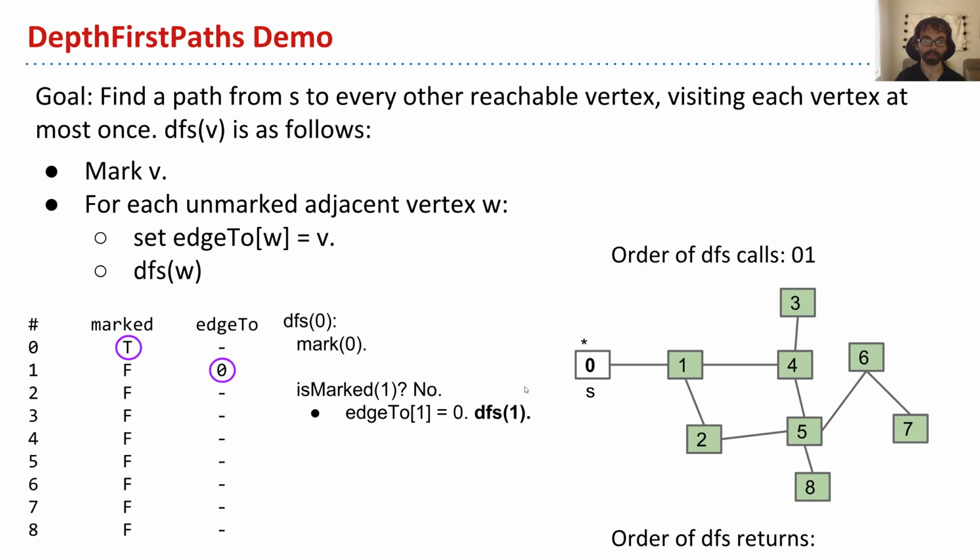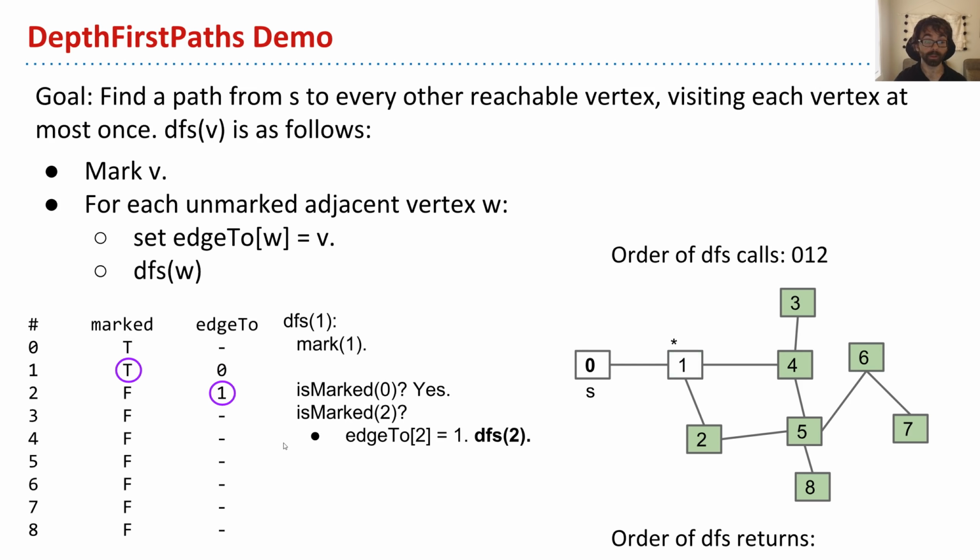We make the call DFS of 1, and I'm making a note of the ordering of our DFS calls for reasons that will become clear soon. Next up, we go to 1, and we mark it. Then for each of its unmarked adjacent vertices, 0 is already marked, so we're not going to do anything with it. But since 2 is not marked, we are going to say the edgeTo of 2 is equal to 1.